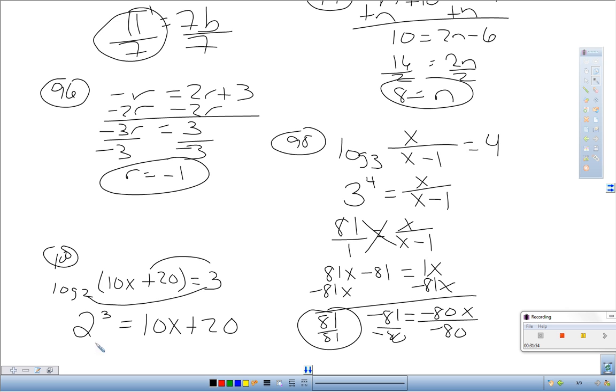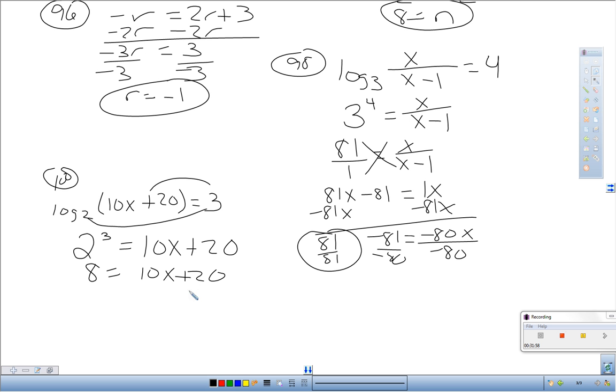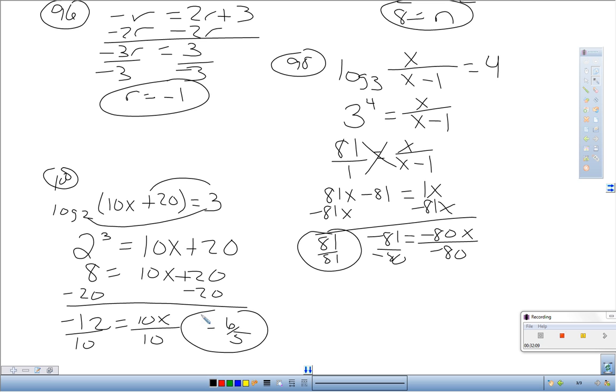2 to the 3rd is 8. And then what happens is we're going to subtract 20. So that's going to give me negative 12 equals 10x. And then divide by 10. That gives my answer of negative 6 over 5. And that's the answer for 100, negative 6 over 5.